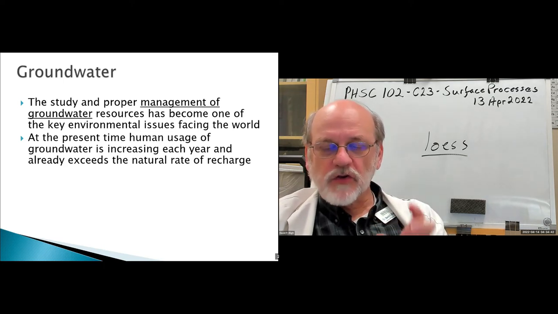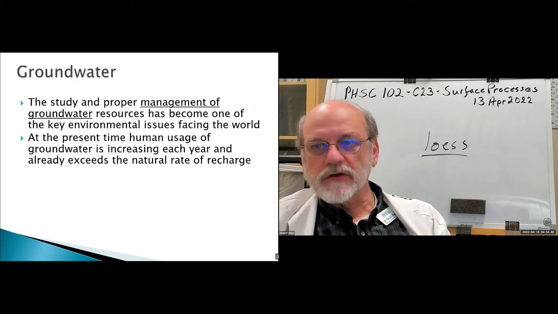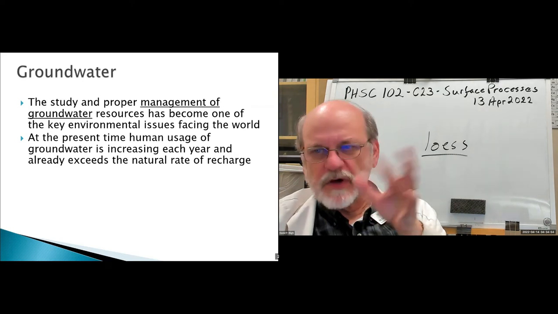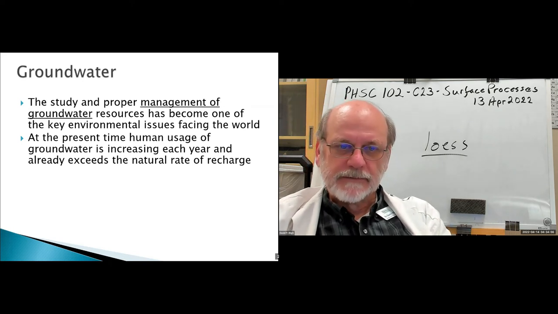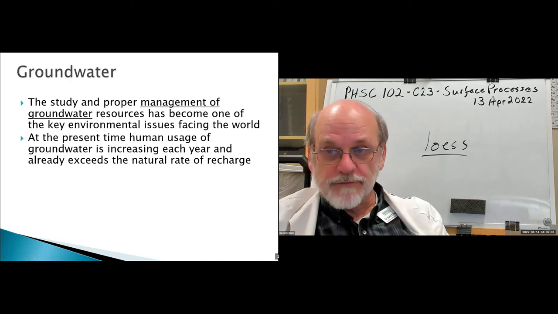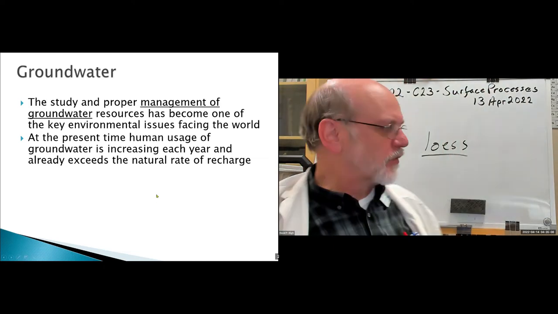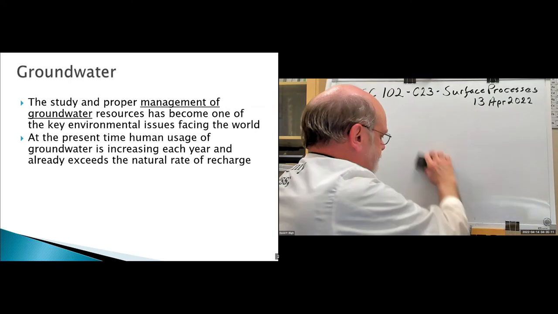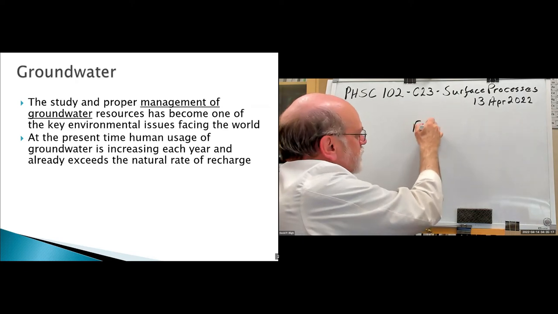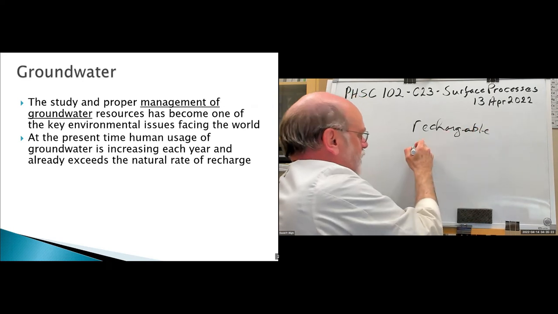Our usage of groundwater is increasing. As the human population increases, we're drawing more water from ground reservoirs. And that is basically fresh water with some other dissolved minerals involved. The bad part is that we're using water faster than it's recharged. Some water we call fossil water. We can divide groundwater into two types: rechargeable and fossil.